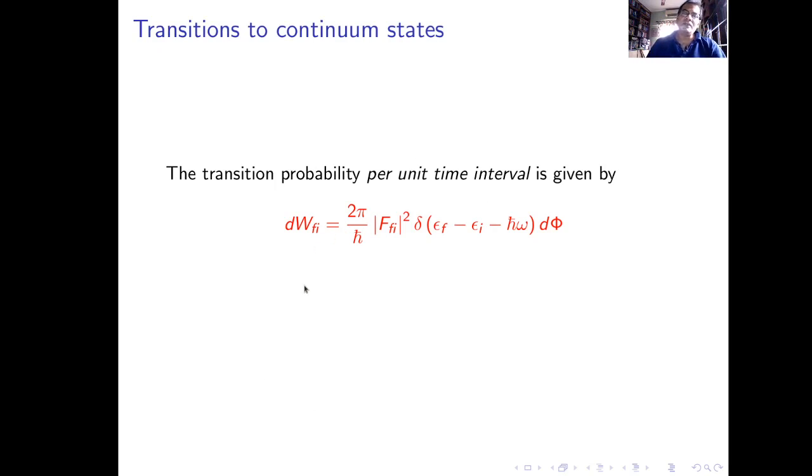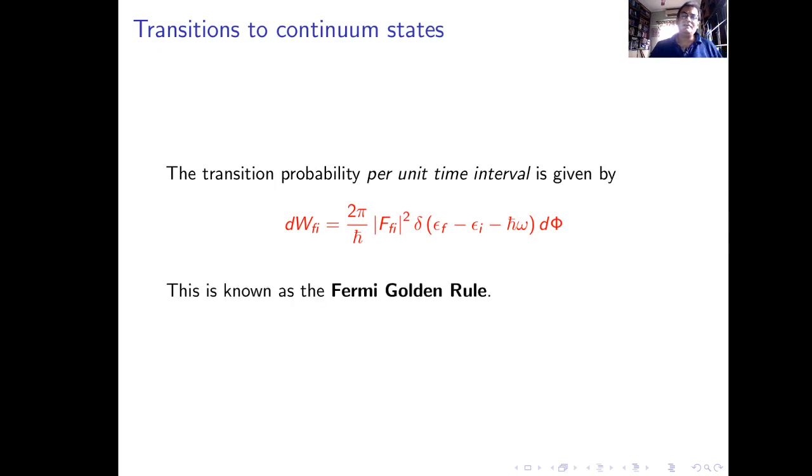Instead of going from a state i to some arbitrary state alpha, of course this is still arbitrary, all I'm doing is changing the notation a bit. I'm saying that you're going from i to a state f, from initial to final, and we are calling this dw_fi. So this dw_fi is essentially dw_{i→f}, and that works out to 2π by ħ, |F_fi| mod squared, that's the matrix element that you had in front, mod squared, times the energy conserving delta function times this measure dφ. dφ, remember, is dα by n_α.